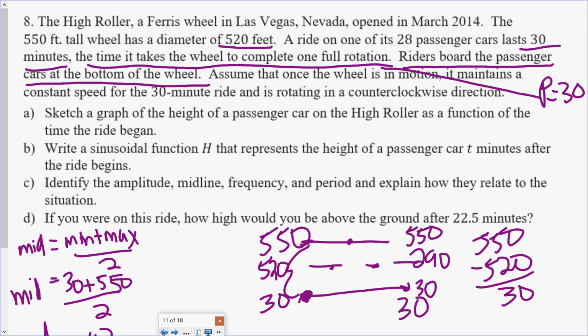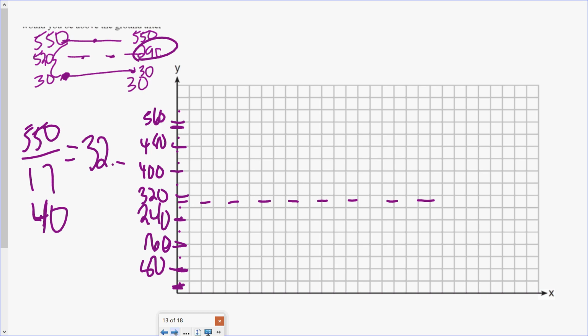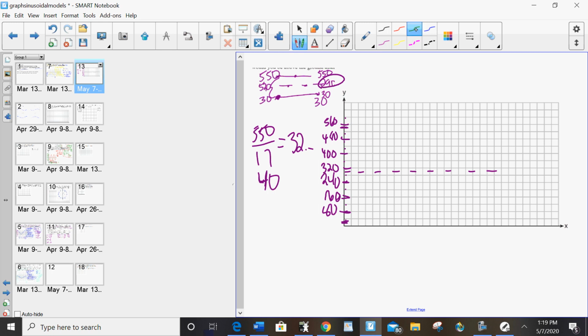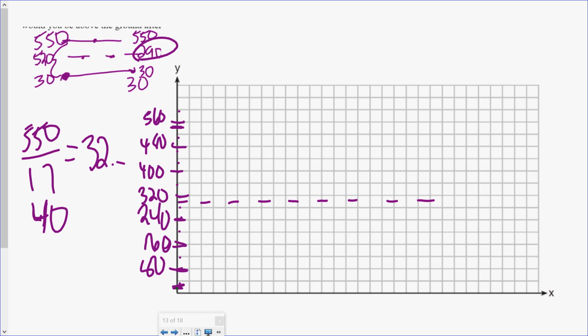It wants me to graph the height of the passenger car, so it's a negative cosine. So let's get a different color in here. So it's going to start at the min, then it's going to be 4 dashes. 1, 2, 3, 4. The period goes at the end of the 4th dash. Negative cosine is min, midline, max, midline, min.